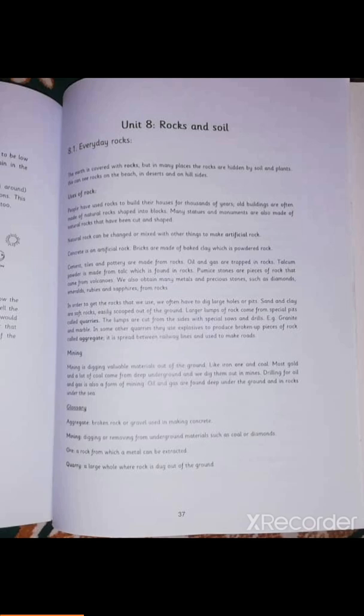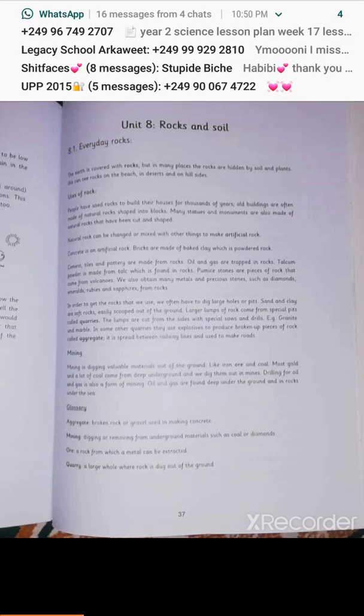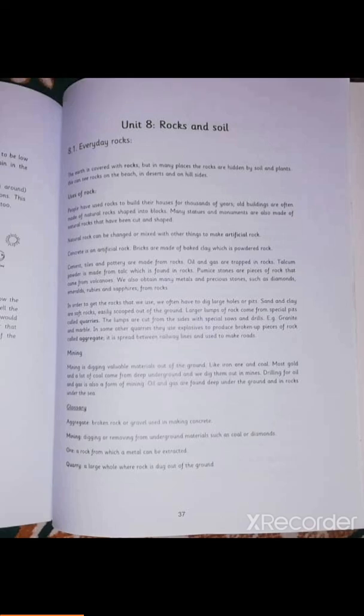In order to get the rocks that we use, we often have to dig large holes or pits. Sand and clay are rocks easily scooped out of the ground. Large lumps of rocks come from special pits called quarries. Okay, so it is saying that in order to get rocks, we actually need to dig in different places and make holes in order to get the rocks that we want.